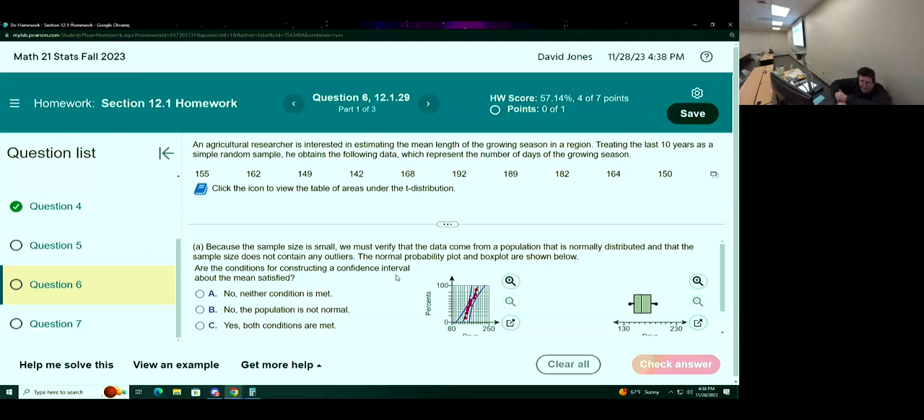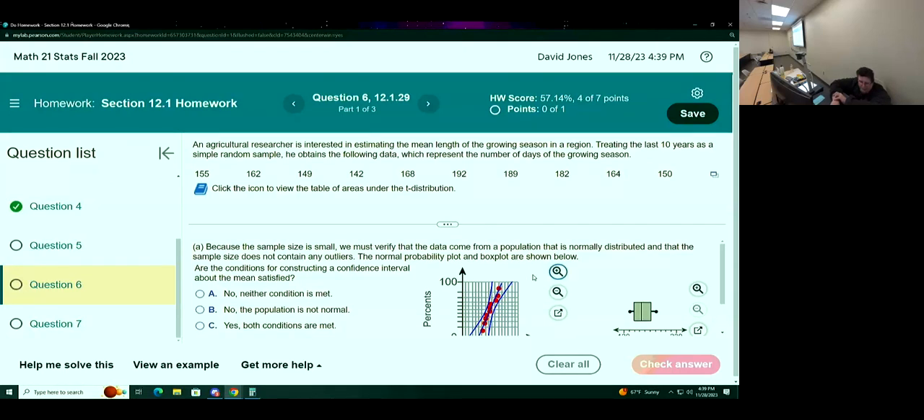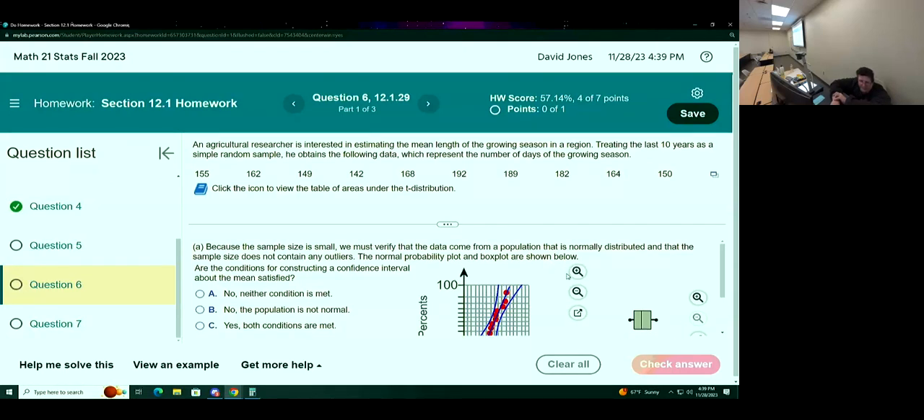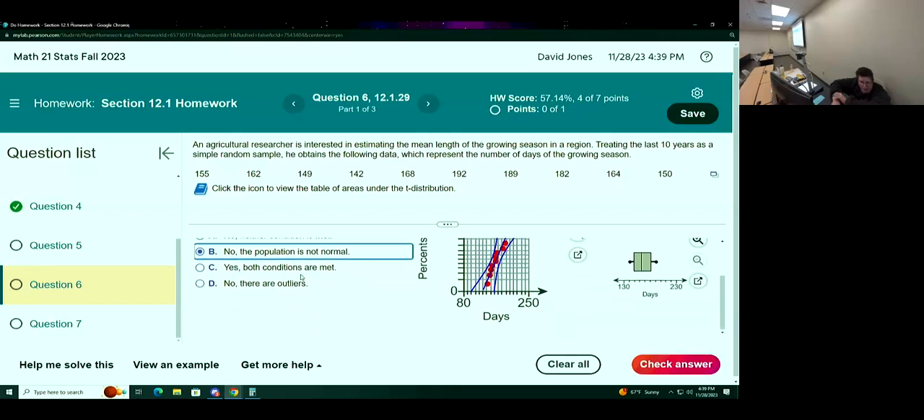We must verify the data come from a population that is normally distributed and the sample does not contain any outliers. So this is going back. This is just doing a t-stat test real quick. The normal probability plot and box plot are shown. I don't see any outliers on the box plot, and this graph looks nice and pretty. The dots are all near the center line. So both conditions are met.